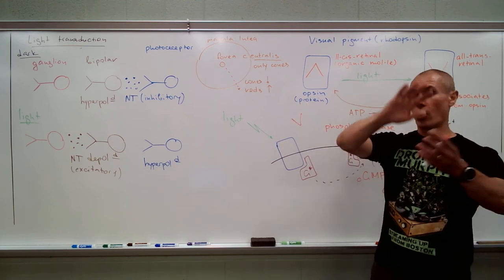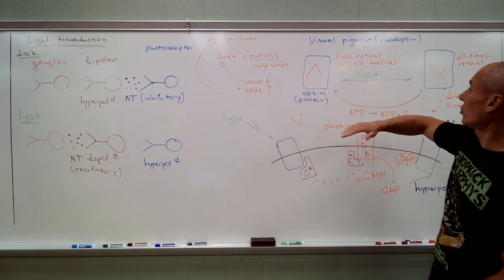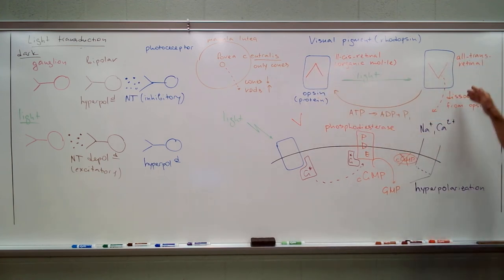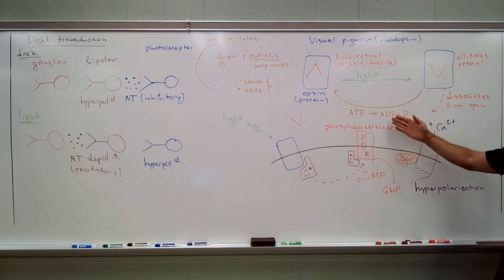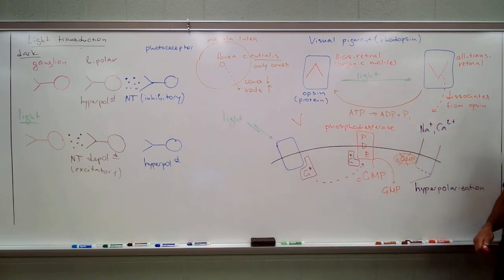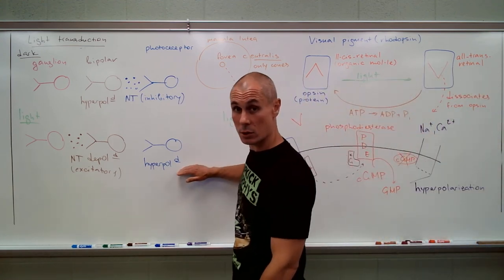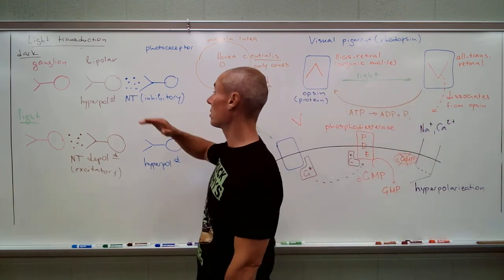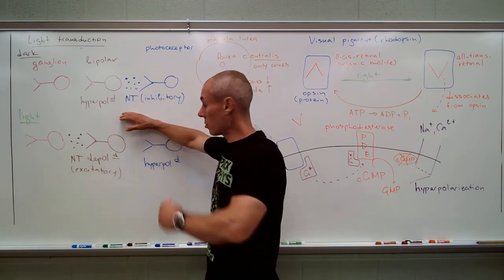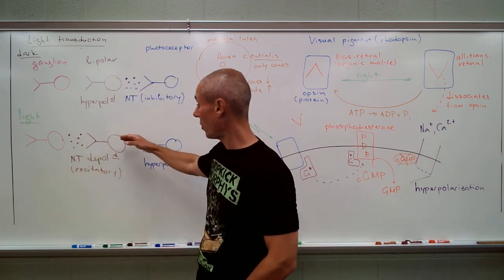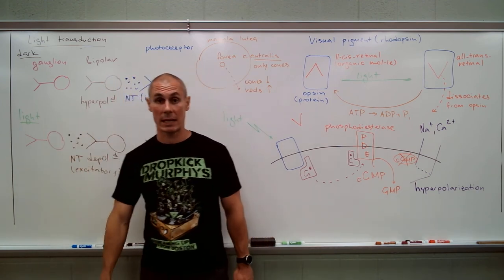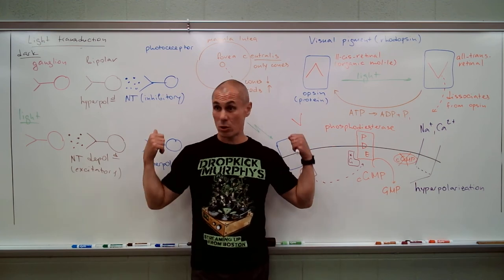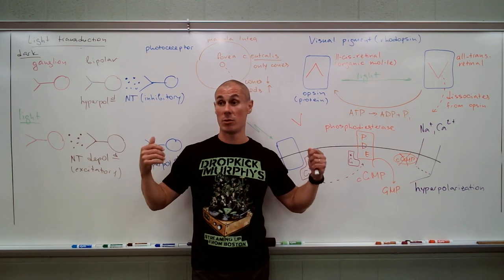So if we try to put it all together: light converts 11-cis retinal into trans, which dissociates from opsin, resulting in the activation of G-protein. Activation of G-protein results in activation of phosphodiesterase, which results in the breakdown of cyclic GMP, which results in the closure of sodium-calcium channels, which results in hyperpolarization of the photoreceptor cell, which does not release inhibitory neurotransmitter anymore. That leads to activation of the previously inhibited bipolar cell, which starts releasing excitatory neurotransmitter that acts on a ganglion cell. Okay? This story benefits from a brain dump during the exam so much.